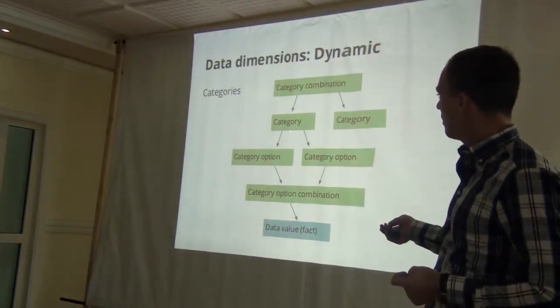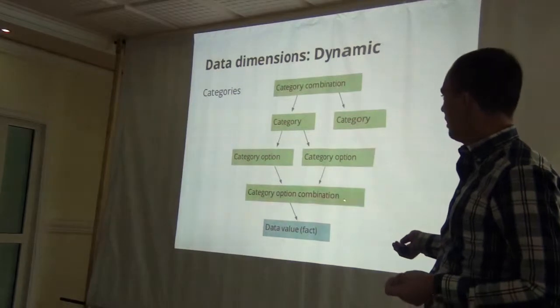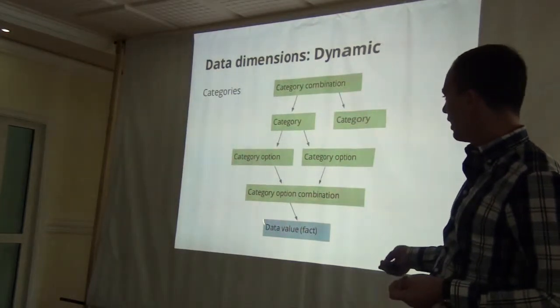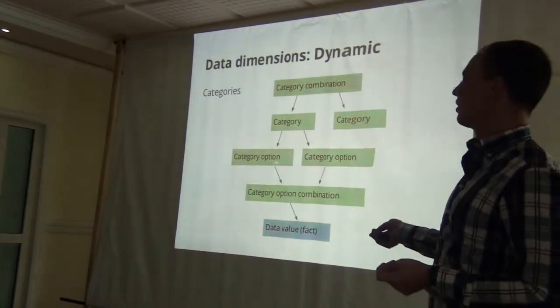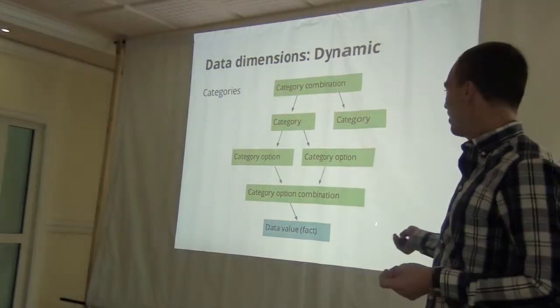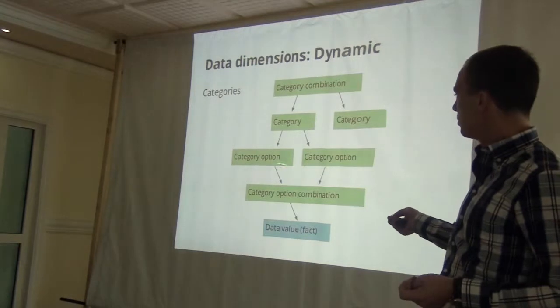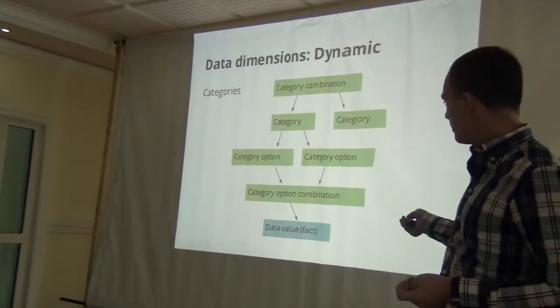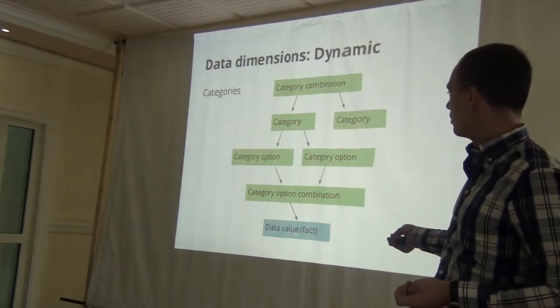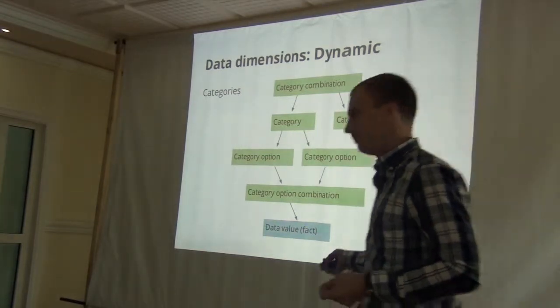A category can then have multiple category options. And this stuff then all comes together with the category option combination. So the category option combination is, as the name says, a combination of multiple options. And then you take this one and you link it to the data value in the database.